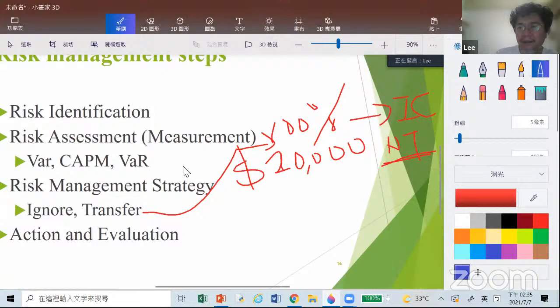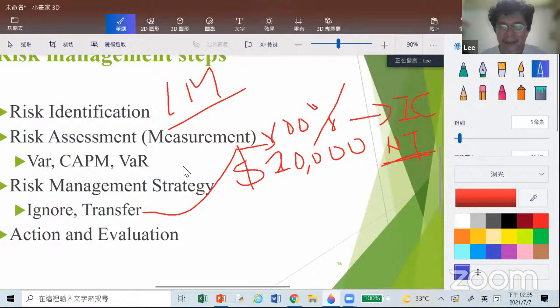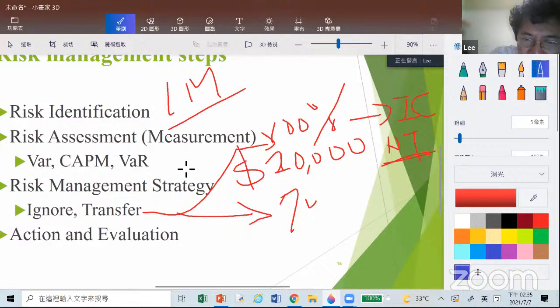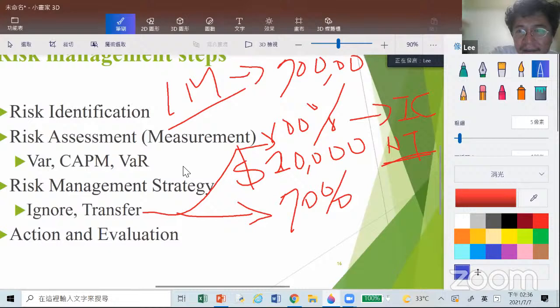If someone steals my car, the company will give me 1 million because the car is worth 1 million. But most insurance companies will not accept 100% insurance, because it will involve some moral crisis. So most of the time, maybe they will accept 70%. They only take about 70% of the risk. It means if someone steals your car, they will give you $700,000, not 1 million, because they only protect the car 70%.